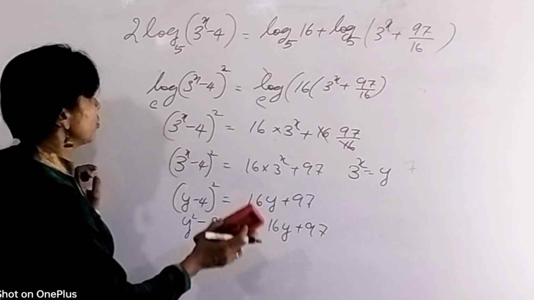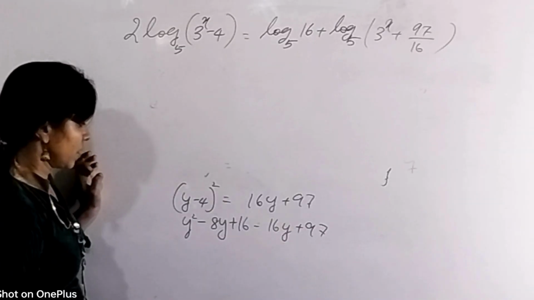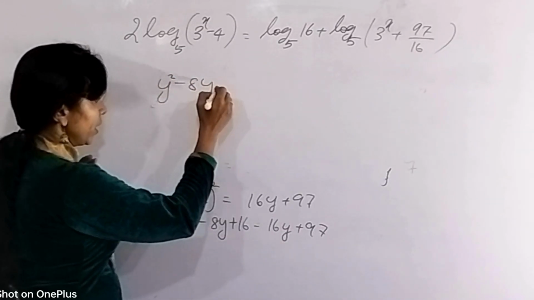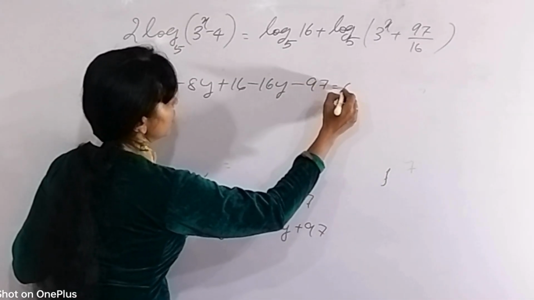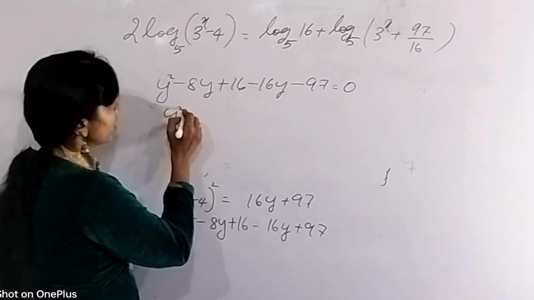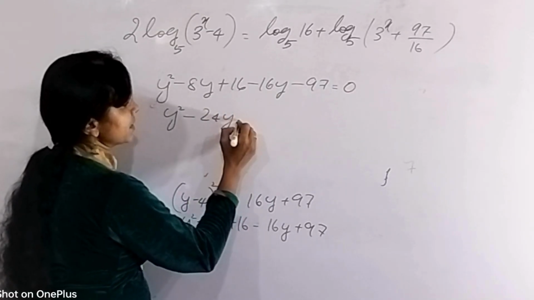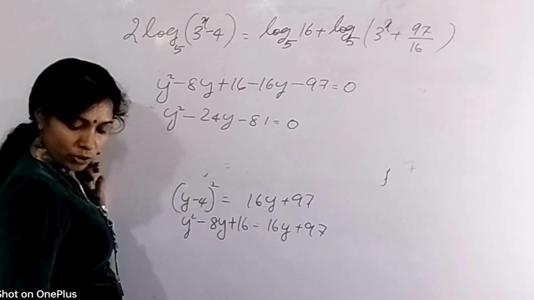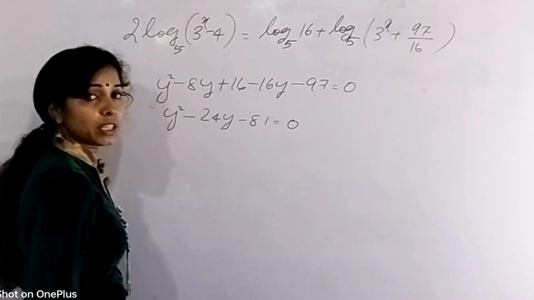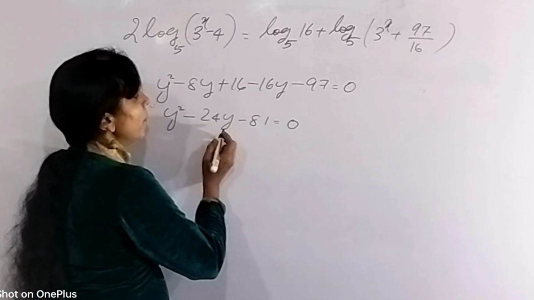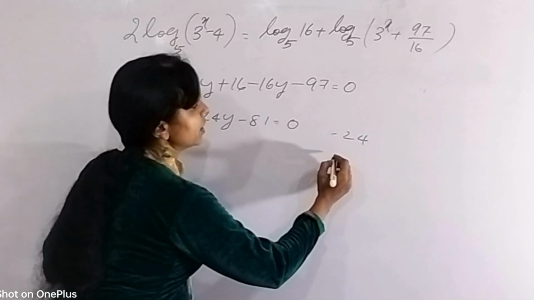Now we can make it a quadratic equation. For that, we can do like this. y square minus 8y plus 16 minus 16y minus 97 is equal to 0. So here y square minus 8y minus 16y, that is minus 24y, and minus 97 plus 16, that is minus 81, is equal to 0. It becomes a quadratic equation. So we know how to find the roots of the quadratic equation. By the factorization method we can do it. So here by adding we have to get minus 24, and by multiplying we have to get minus 81.